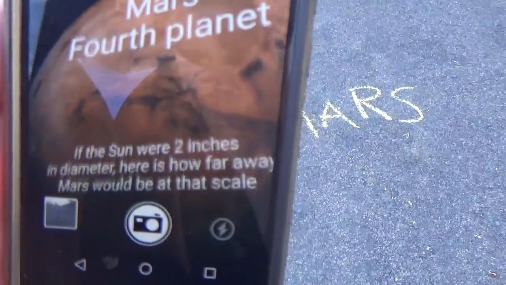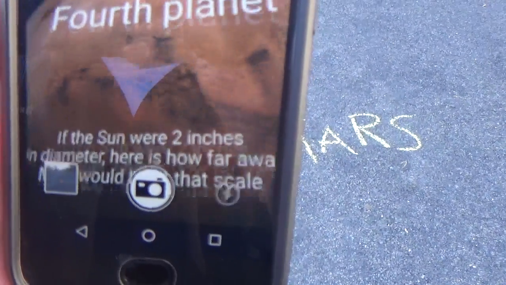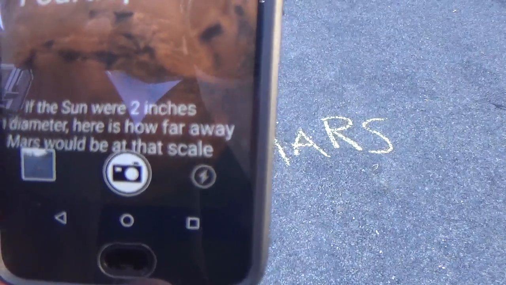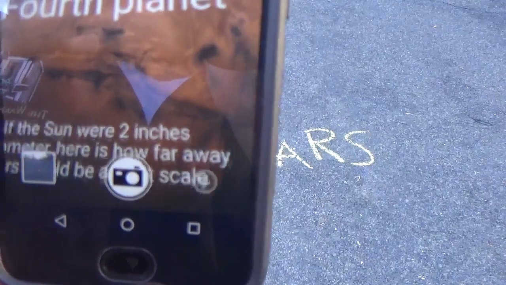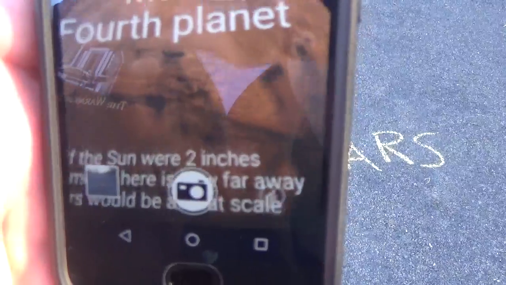If the sun, and this is just a typo, I apologize. So it should be, if the sun were 12 inches in diameter, here's how far Mars would be away at that scale: 163 feet. So if the sun were 12 inches in diameter, Mars would be 163 feet away.